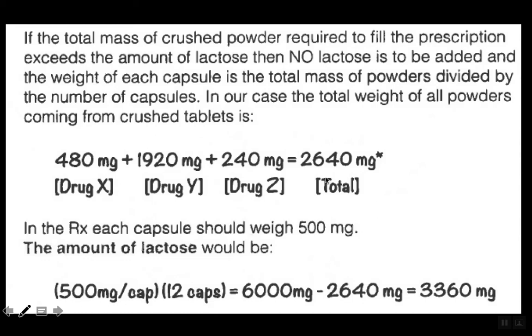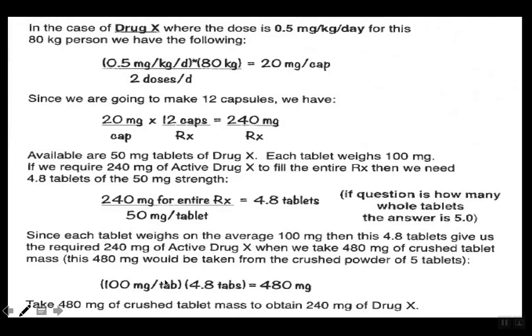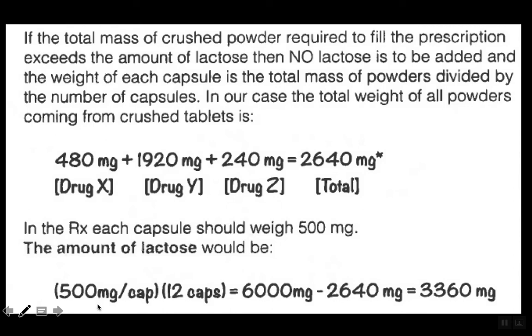Each capsule should weigh 500 milligrams, and you make 12 capsules. So the total amount of weight should be 6,000 milligrams. Your active ingredients are going to make up 2640 milligrams, the active ingredients that come in the powder from what you crushed. But this will not be enough. If you just took this and divided by 12, you're not going to have 500 milligrams weight in each capsule. That's why you need to add the lactose. You subtract to find how much lactose you need to add in order to get the weight that they want you to get.